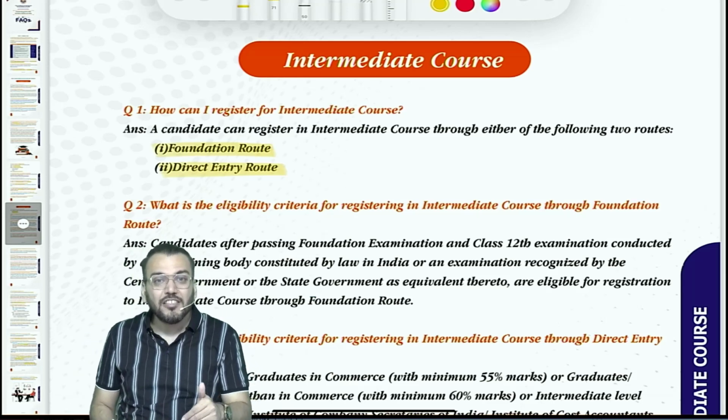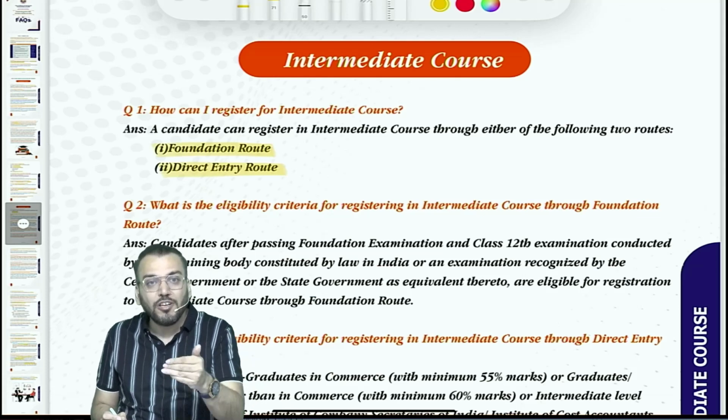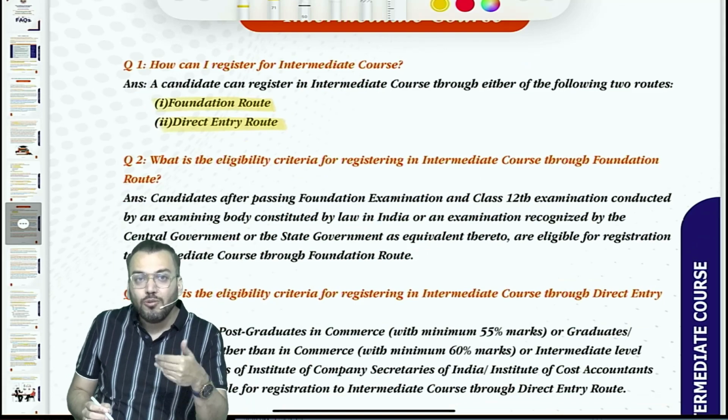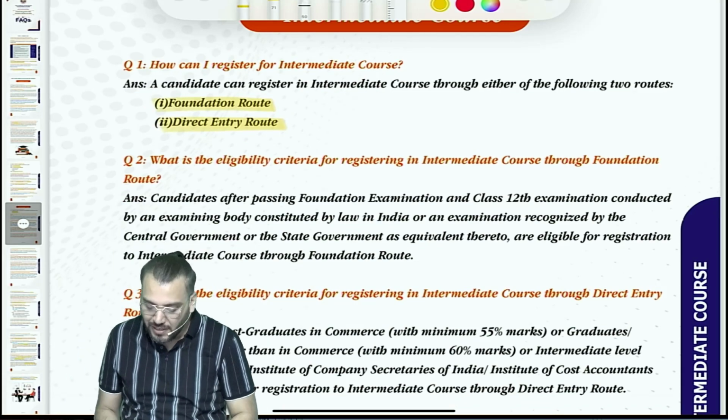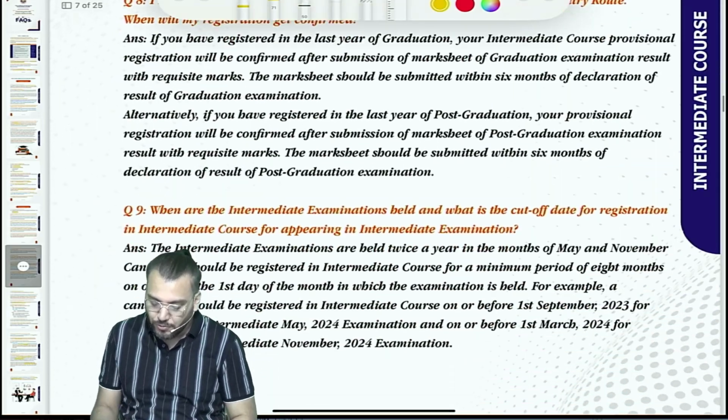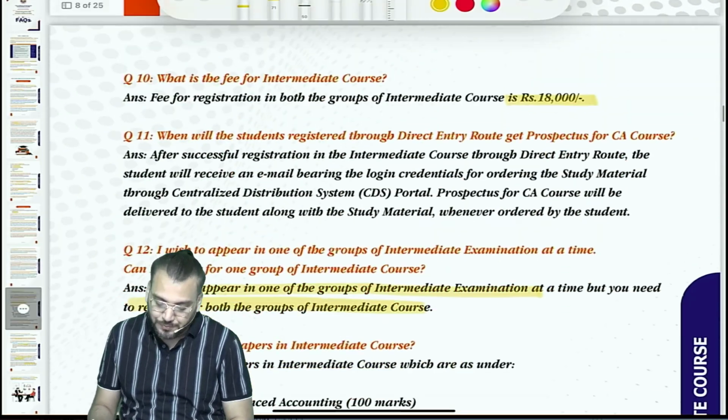So you can either join the intermediate course through the foundation route or through the direct entry route. Direct entry route means after doing graduation or post graduation. The rules remain the same only, so I'm not discussing this point. You can read by your own about the direct entry route.